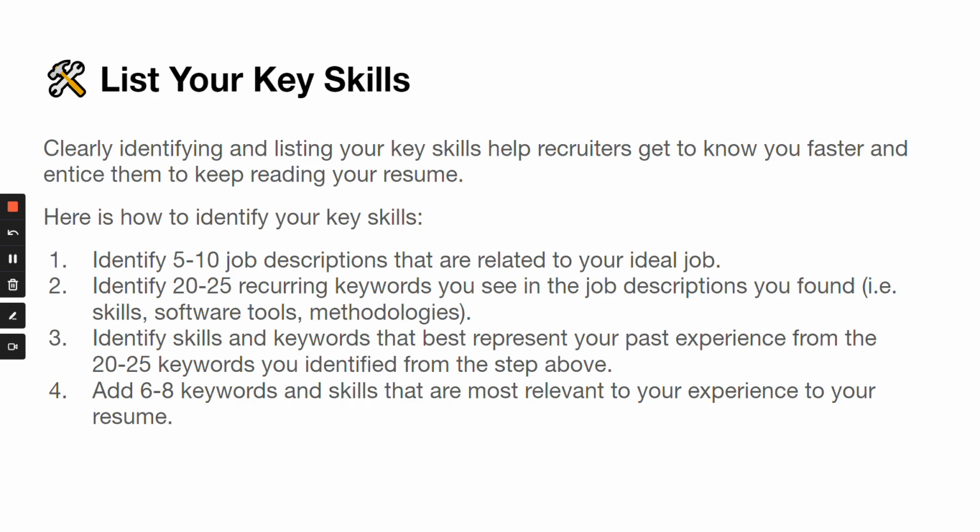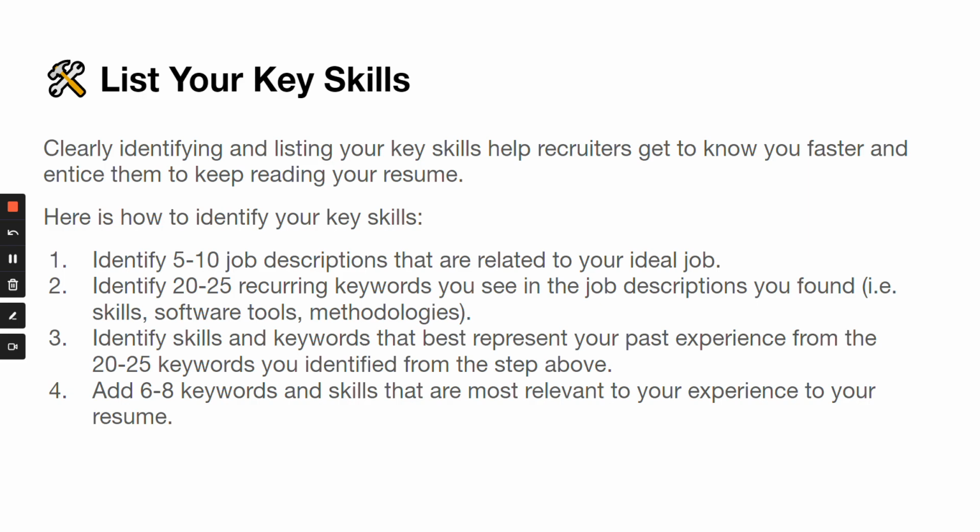Let's say you are applying for roles such as project manager. There are a lot of project management jobs and descriptions out there, so find the ones most relevant to the ideal role that you want. It could be IT project management, it could be construction project management, whatever it is. Find a few that match specifically what you want to accomplish, or what you want as your ideal role. Get about 5 to 10.